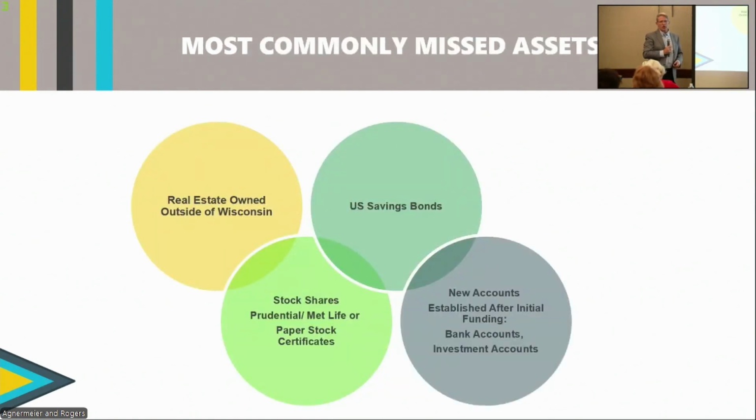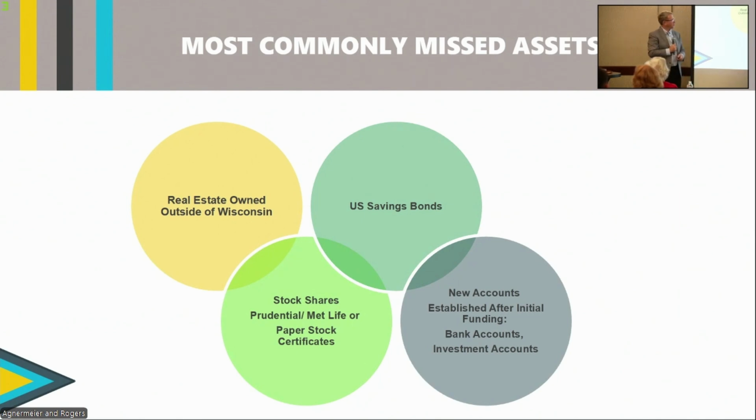So here are some of the commonly missed assets that we've seen over the years. The first one here is real estate owned outside of Wisconsin. That's a very important one for a single person and for a married couple, because we have a lot of tricks for a married couple. If you own property in Wisconsin that you forgot to put in your trust, and we're not telling you to do that, but if you did, we have about 2 or 3 ways that we can get that property into the trust without having to go through probate. If that property is outside of the state of Wisconsin, we lose that opportunity.